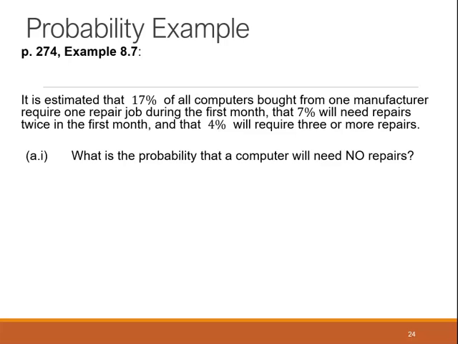Another example. It says it is estimated 17% of all computers bought from one manufacturer require one repair job during the first month, that 7% will need repairs twice in the first month, and 4% will require 3 or more repairs in the first month. What is the probability that a computer will need no repairs?